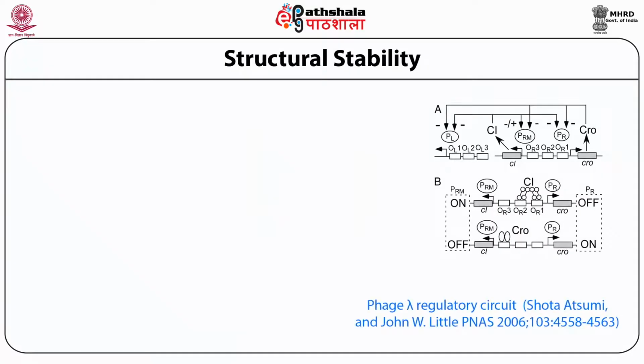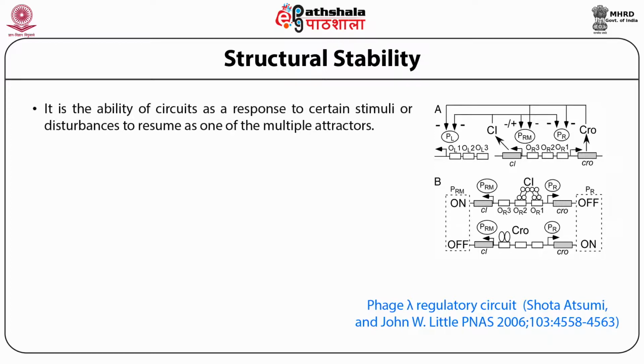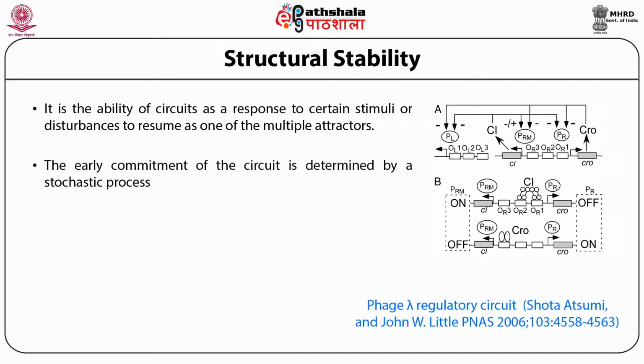Structural stability. One example for structural stability is the use of feedback loops, the lambda phage circuits, the lytic and lysogenic cycle of lambda phage. That example is shown in the figure here. Structural stability can be defined as the ability of circuits, as a response to certain stimuli or disturbances, to resume as one of the multiple attractors. In the lambda phage lytic lysogenic regulatory circuit, the early commitment of the circuit is determined by a stochastic process.